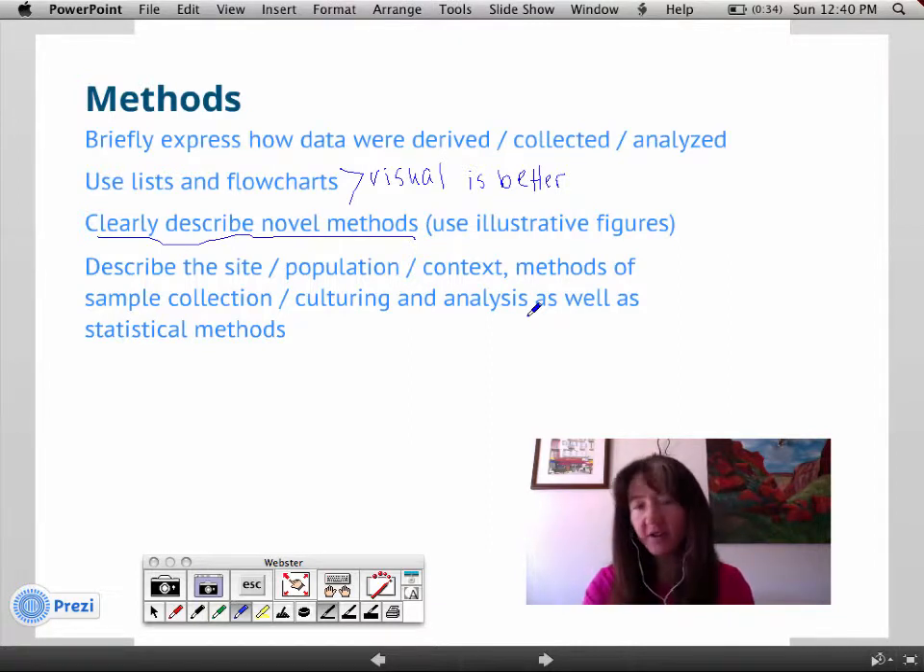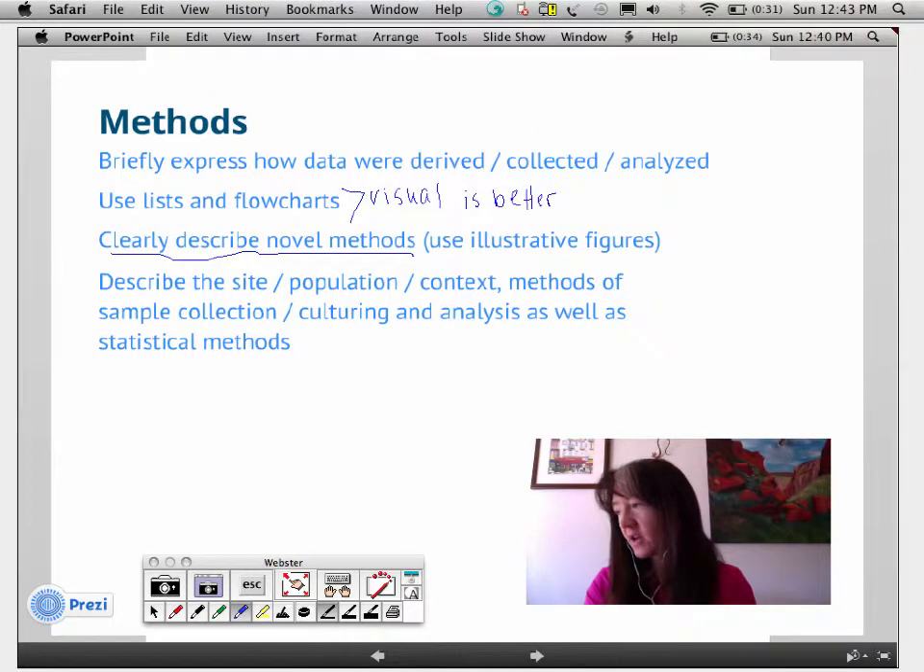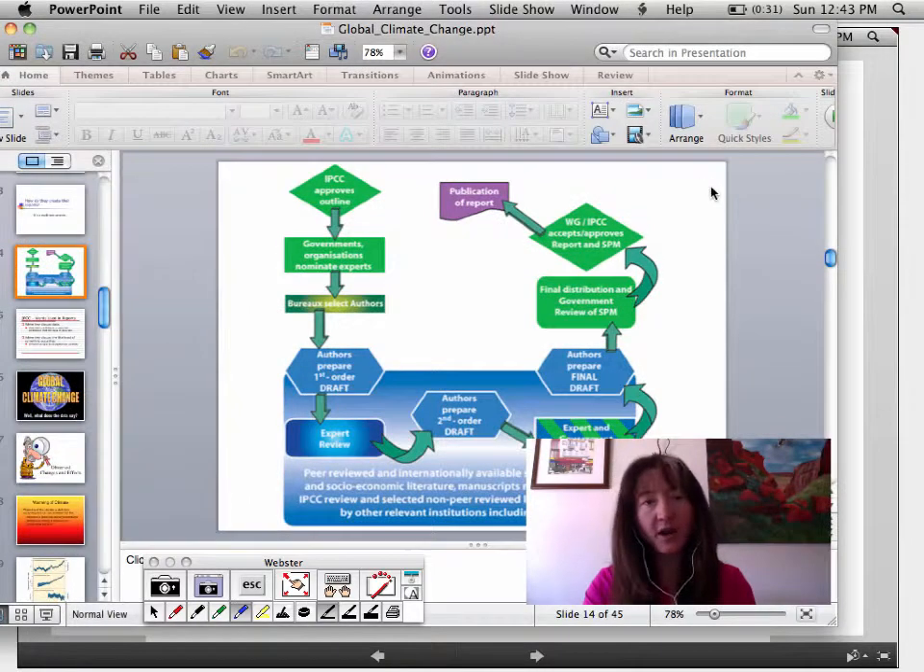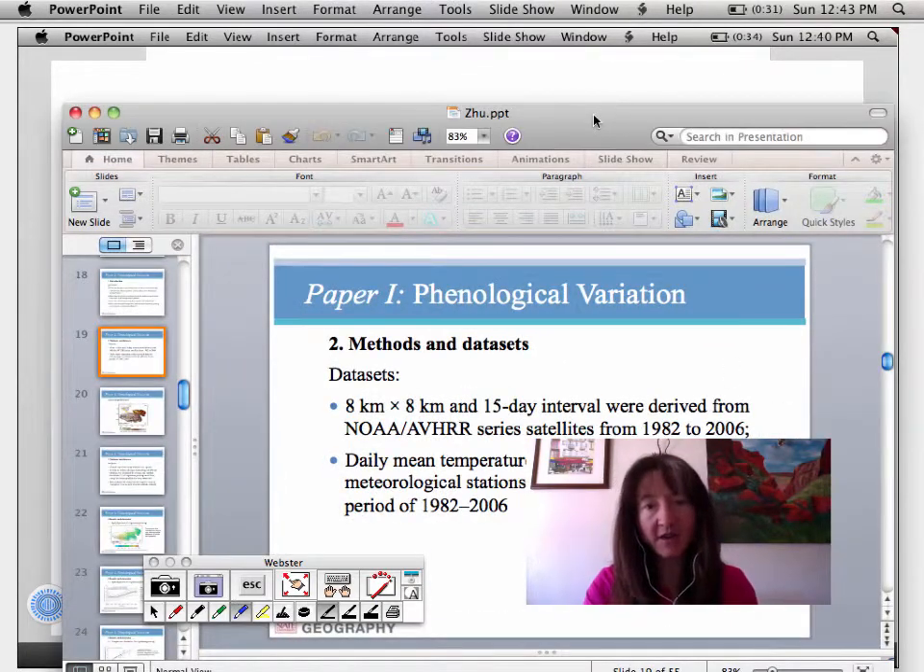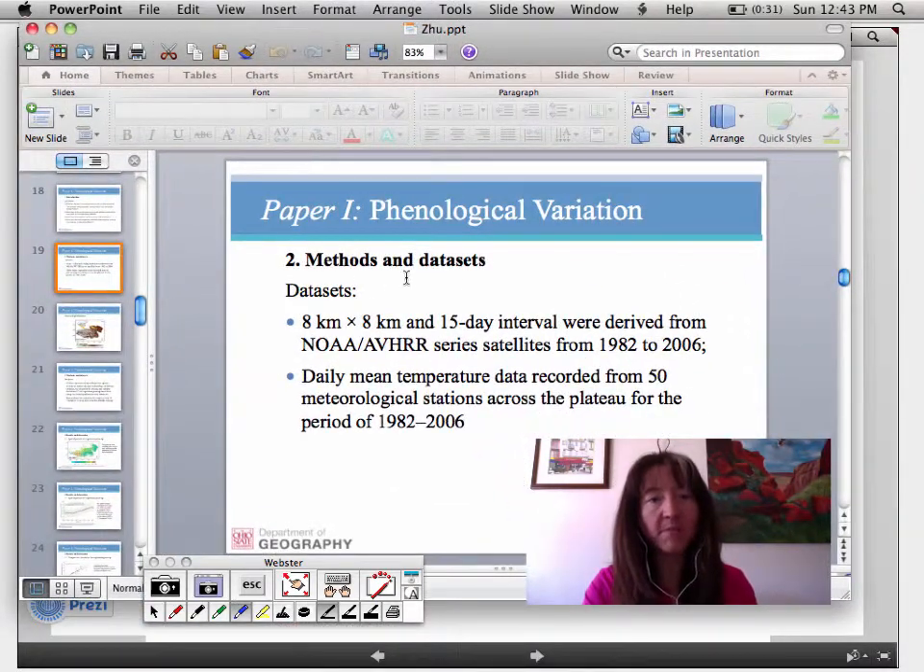Now I'm going to pull up a different PowerPoint presentation. This was a presentation that looks to me like a PhD dissertation, and I want to pick on this particular statement of methods. They called it methods and data sets. So they said, okay, 8 kilometer by 8 kilometer and 15-day intervals were derived from NOAA and AVHRR series satellites from 1982 to 2006.